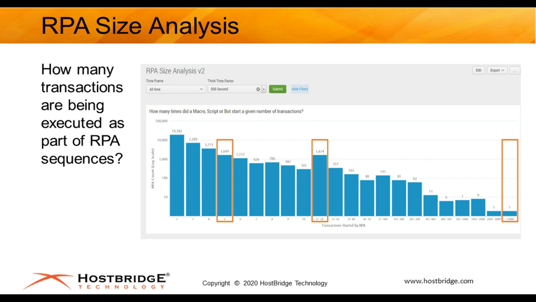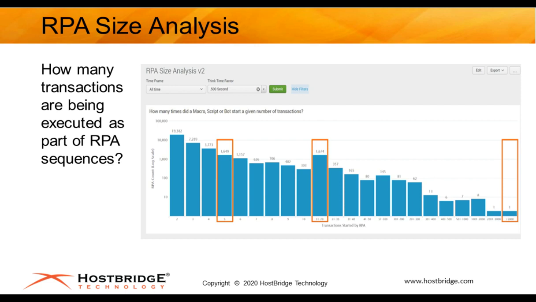We then began, through our analytical tools, to deduce and construct what we call RPA chains. These are the sequences of transaction activity that we can infer, with high confidence, are some sort of robotic activity. And in this particular dashboard, you can set the think time factor. We set it, looks like it's at 0.5.